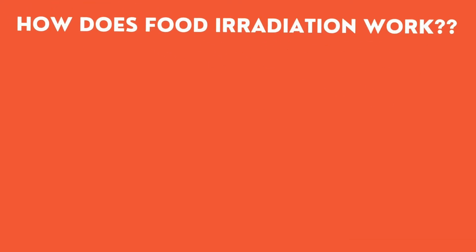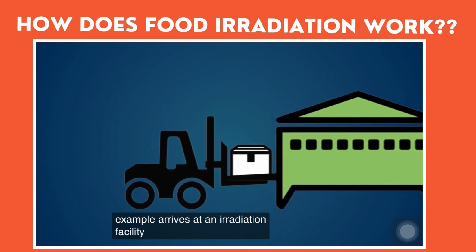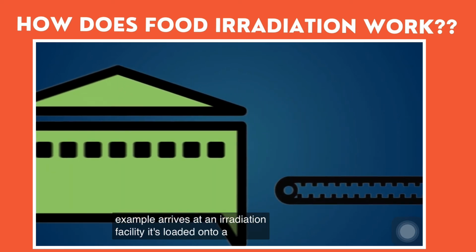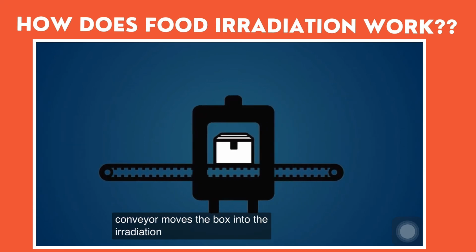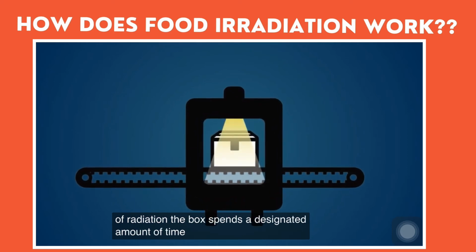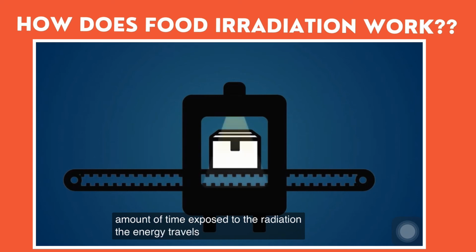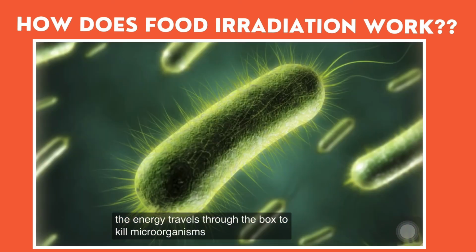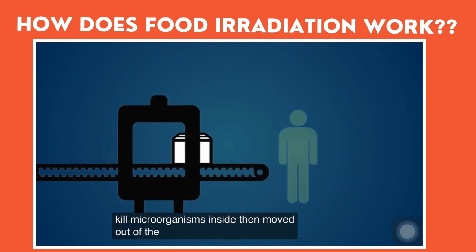Next, how does food irradiation work? A box of spices, for example, arrives at an irradiation facility. It's loaded onto a conveyor. The conveyor moves the box into the irradiation chamber and past the source of radiation. The box spends a designated amount of time exposed to the radiation. The energy travels through the box to kill microorganisms inside, then the box is moved out of the chamber.